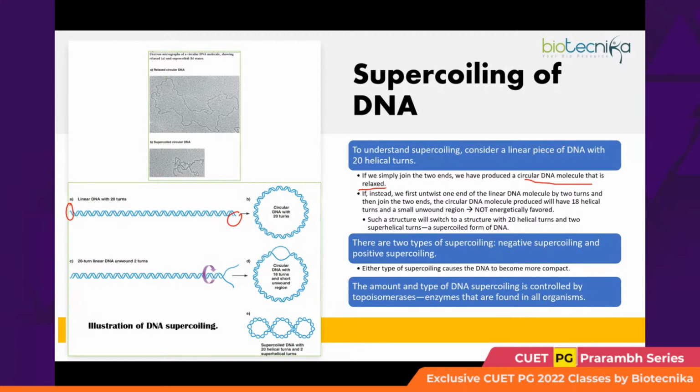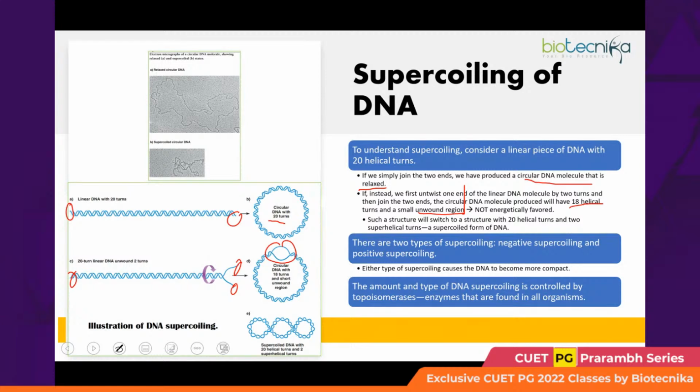Now, if instead we first untwist one end of the linear DNA molecule by two turns, so we opened two turns, and then we join the ends, the circular DNA molecule produced will have 18 helical turns, because initially it had 20 but then we opened two. So it now has 18 helical turns and a small unwound region, a small region which is open.